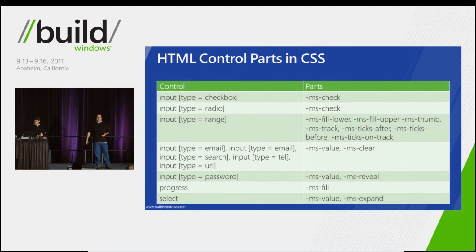Here's a list of the HTML controls that you're going to find in Windows 8, along with their associated parts. For example, we have a checkbox that has a check, and we also have a radio button that has a check. We have a range control that's quite complicated. It's got a thumb, it's got tracks, it's got tick marks. There is also a similar list for WinJS controls and their associated parts. It's a little bit long to list here, but you will find it in the documentation that we have linked to at the end of our talk.